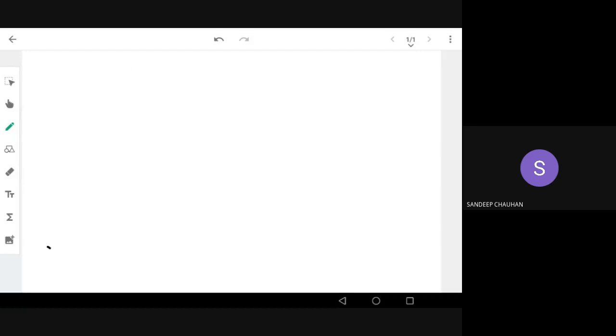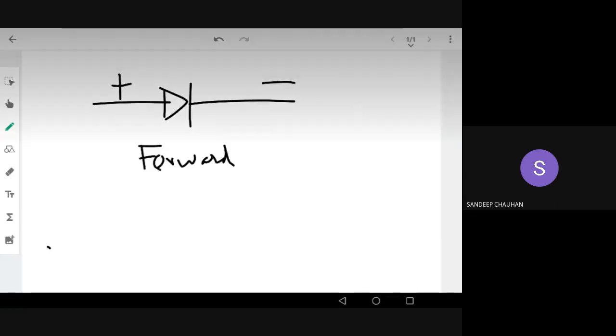Okay, so let's start with the active region. We know in a diode, when will a diode be active? A diode is active when its p-type region is at a higher voltage than its n-type region. So we call this active. We call it forward bias.